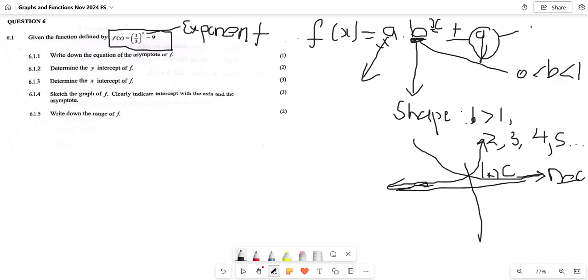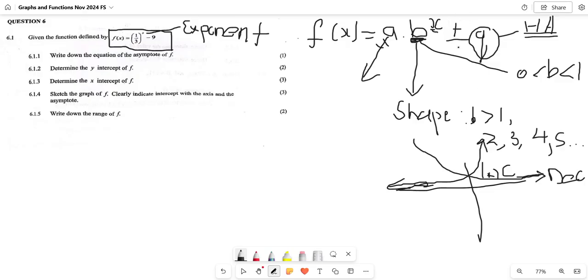Now the q, it is our horizontal asymptote. Any value that is here, it defines our horizontal asymptote. Remember, our exponential curve has only one asymptote. In the same breath, the q value shifts the graph up or down.